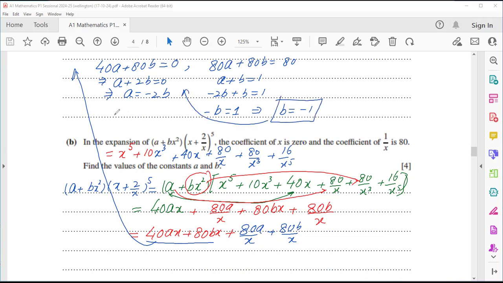That answer you have to put over here. So the answer of a will be minus 2 into minus 1. That becomes plus 2.